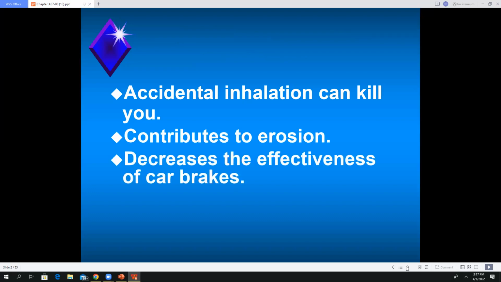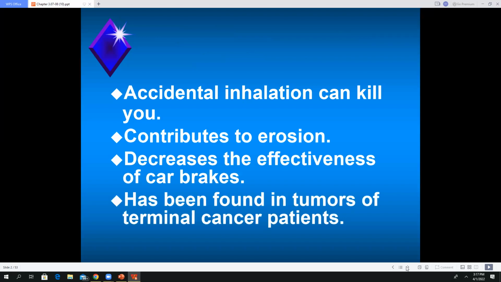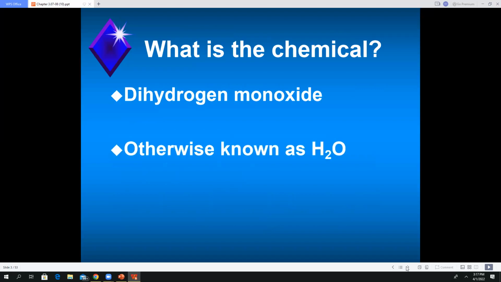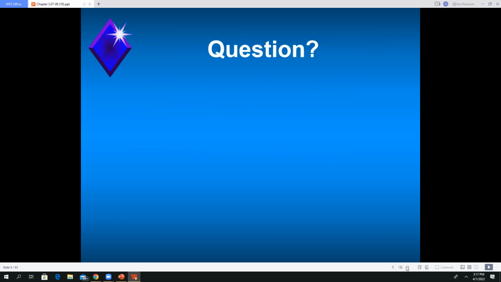Takes the topsoil. Decreases the effectiveness of car brakes. It has been found in tumors of terminal cancer patients. What is this chemical? The name of it is dihydrogen monoxide, aka H2O or water. Yes, all of those properties, all of those things that you read about is what water does. Now, some things are good. Notice it said excessive. And yes, it can kill you if you drink it. And definitely if you inhale it, because that's called drowning, right?